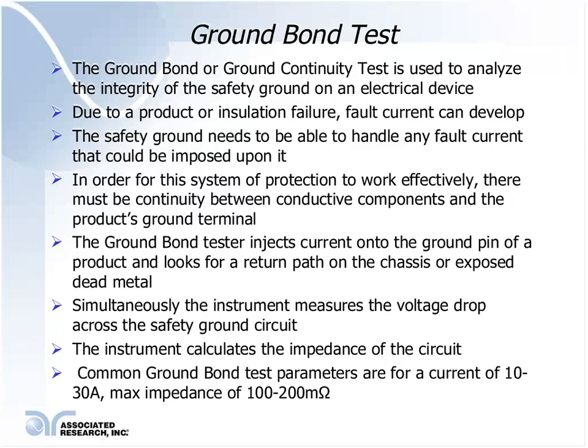So the result of a ground bond test is basically an impedance, and common ground bond test parameters are for a current of 10 to 30 amps with a maximum impedance of 100 to 200 milliohms. As you can see, this is a very small number, and we want this impedance value to be small in order for the ground circuit of a device to get rid of all the fault currents that may develop in the product.